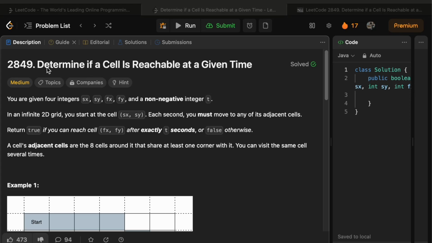Hey everyone, let's solve today's LeetCode challenge. Determine if a cell is reachable at a given time.